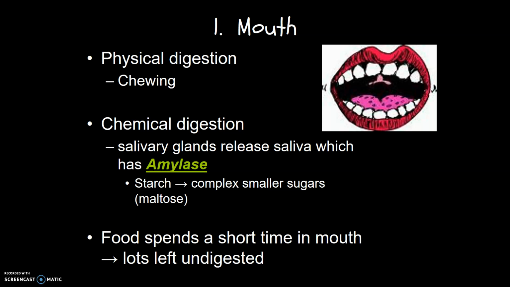So remember that ASE ending to the name of the particular protein indicates that it's an enzyme, and amylase specifically is designed to break down starches into simpler sugars that we could further break down and use for energy. Now, because food only spends a very short time in the mouth, there is a lot of the food that still remains undigested, and we're going to learn what happens to that in the coming slides.